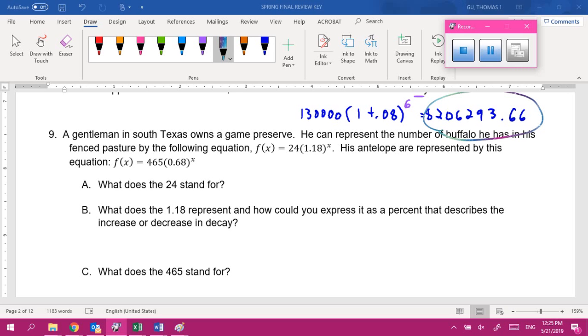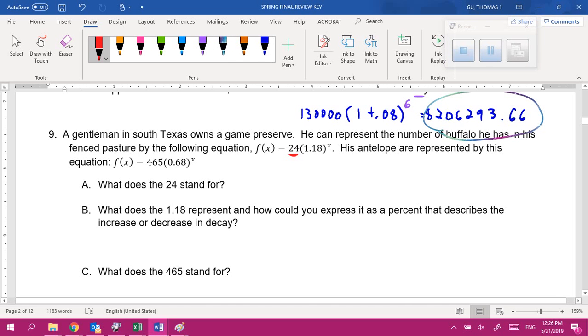So this one's really about understanding what each of the places in the formula stands for. So what would this 24 stand for? What does that represent? The amount of buffalo. It's not just the amount of buffalo, it's his fenced pasture. But when is that 24 measured? Remember, that's the starting amount, the starting amount of buffalo.